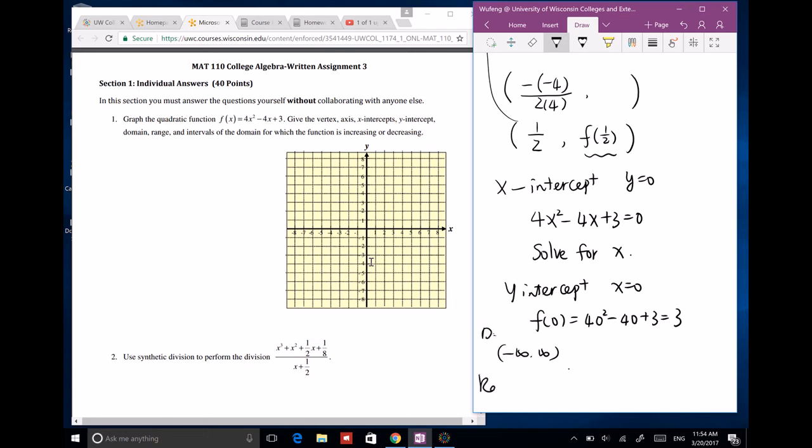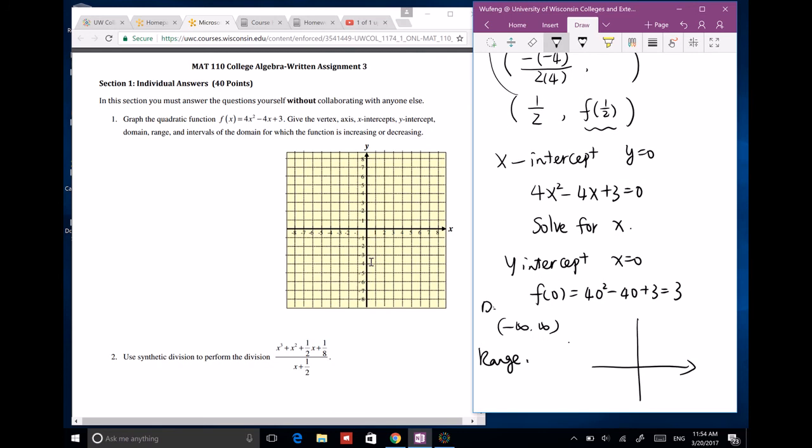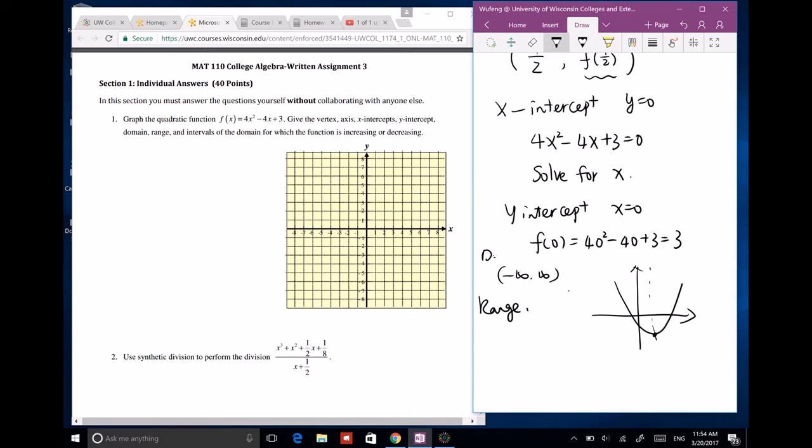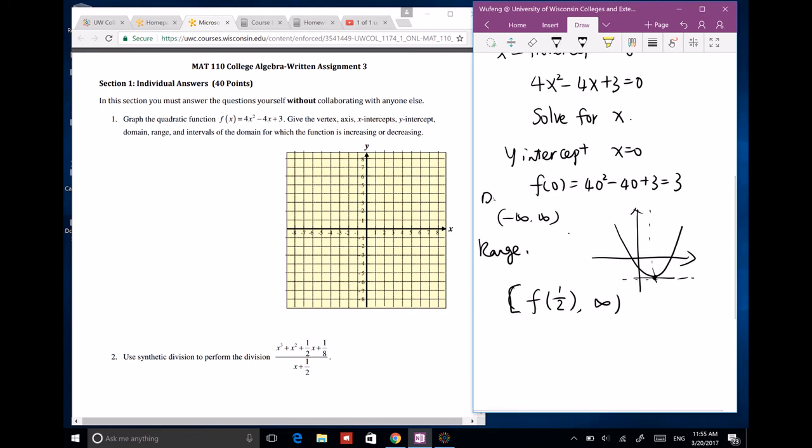The range is, if you graph the picture, the vertex is at 1/2, and you need to find the value at that point. Since a equals 4 is positive, it opens upward, so you have a minimum value. The range starts at f(1/2) and goes to infinity. You have to find f(1/2) by yourself. Then the function is decreasing from negative infinity to 1/2, and increasing from 1/2 to infinity. That's pretty simple, right?